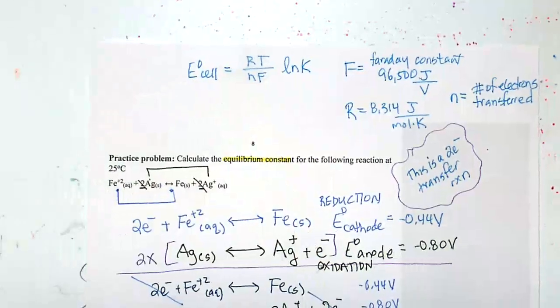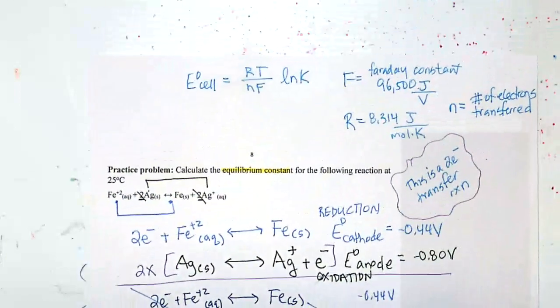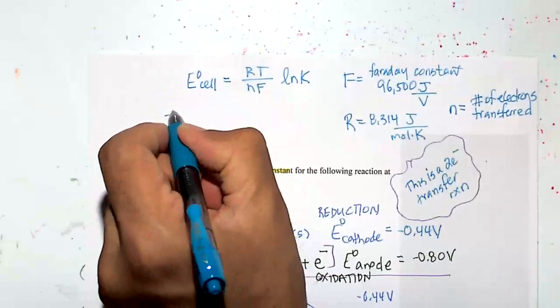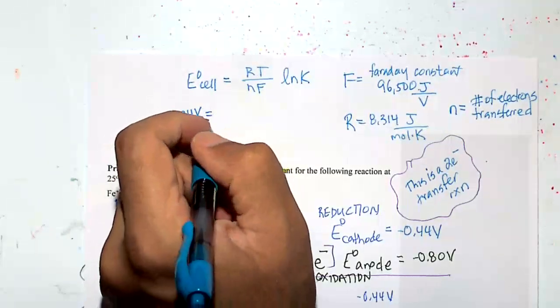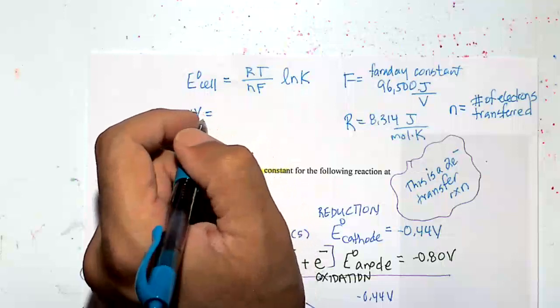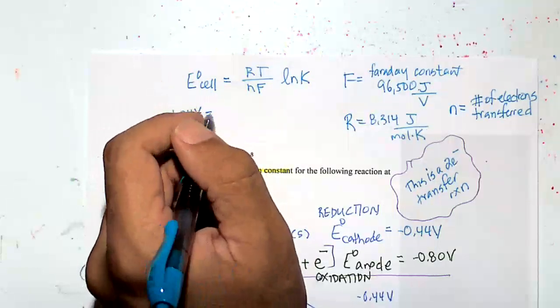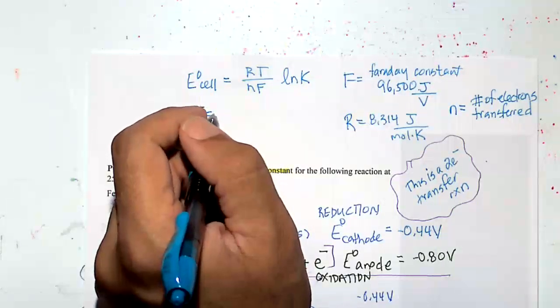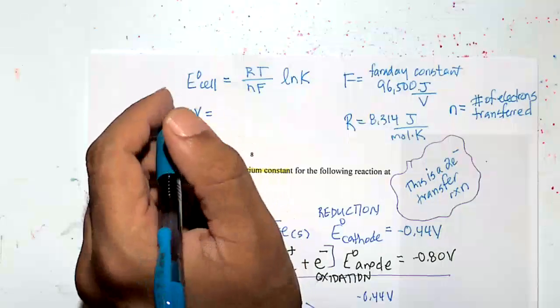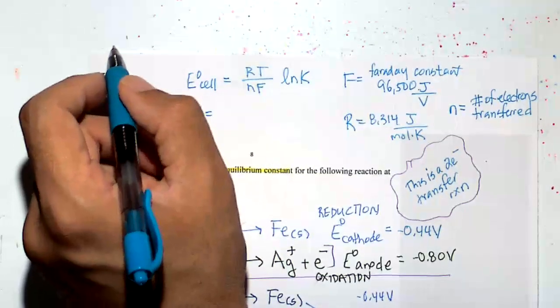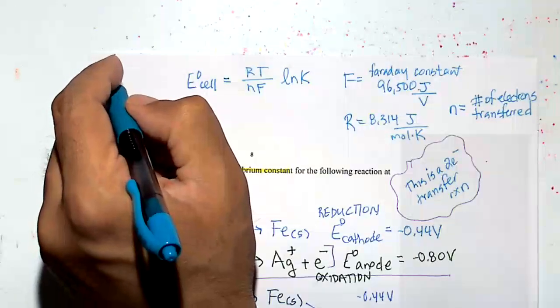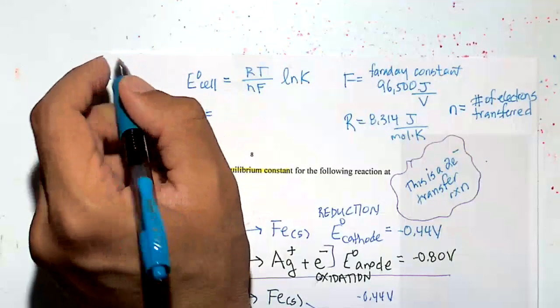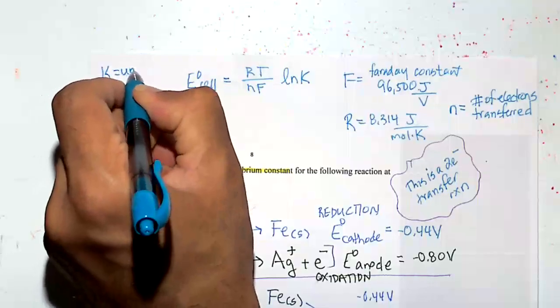Okay, so let's do this. Ecell here is minus 1.24 volts. R is 8.314 joules over mole Kelvin. Now, K is unitless, so I'm not going to bother with units, because let's remember it was a question on the exam. K has no units. pH, pOH, K, they have no units.